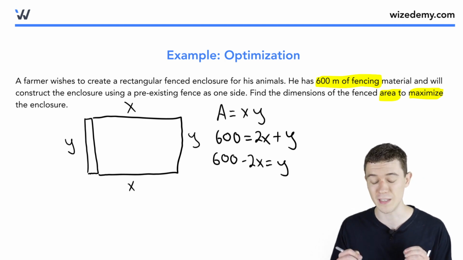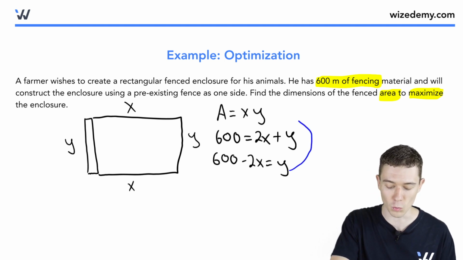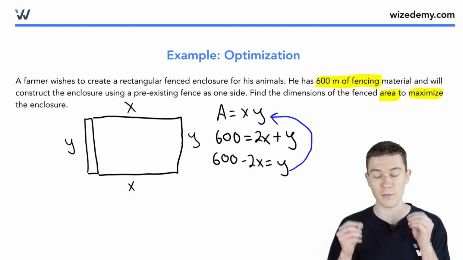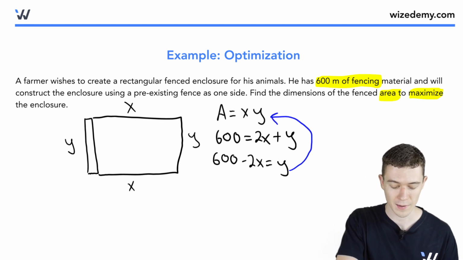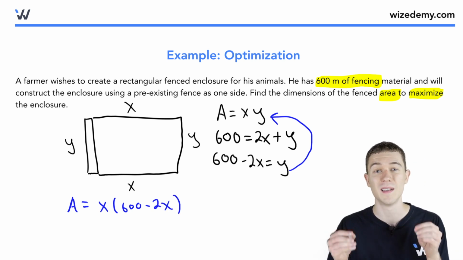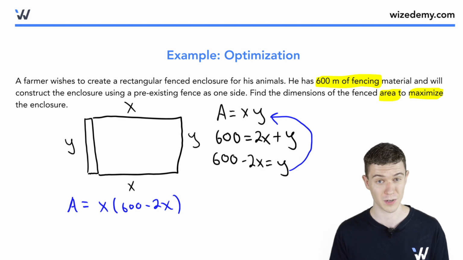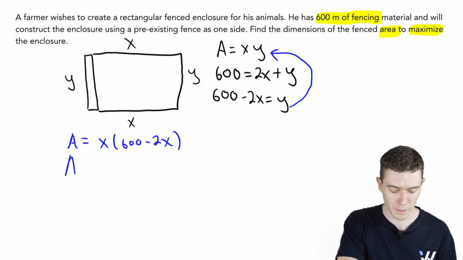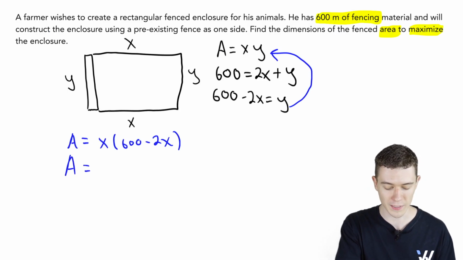And now what we can do is substitute this y into the y of our area equation. That turns our area equation into x times (600 minus 2x), an equation of one variable, and we can take the derivative, set it equal to 0, and find the critical points. This is the thing we want to maximize. This is the thing we want to take the derivative of.